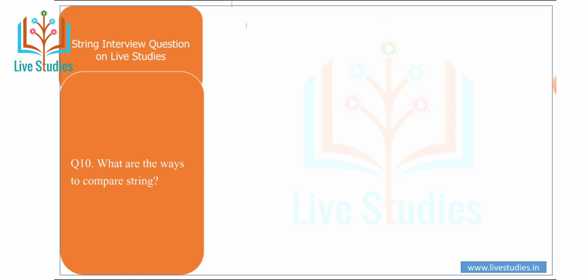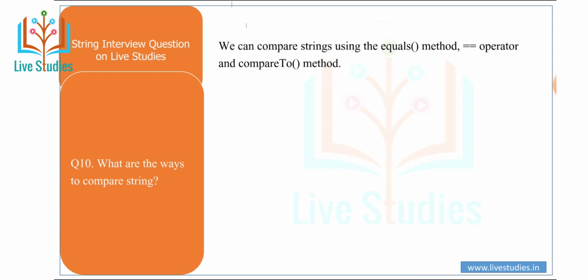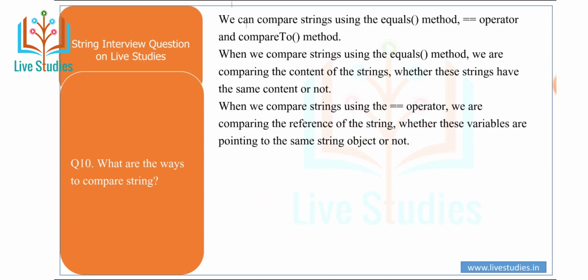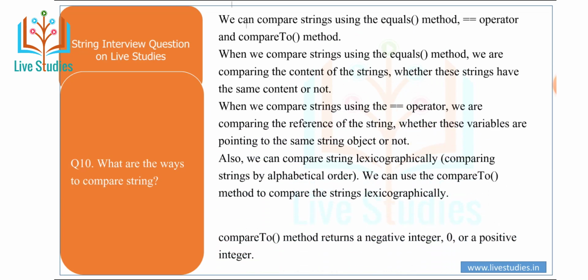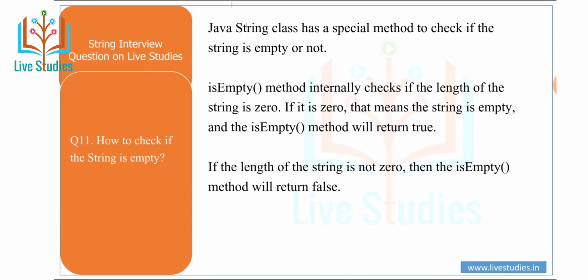Also, we can compare strings lexicographically, that is, compare strings by alphabetical order. We can use the compareTo method to compare the strings lexicographically, and the compareTo method returns a negative integer, 0, or a positive integer, like this one. Okay, move to the next question.